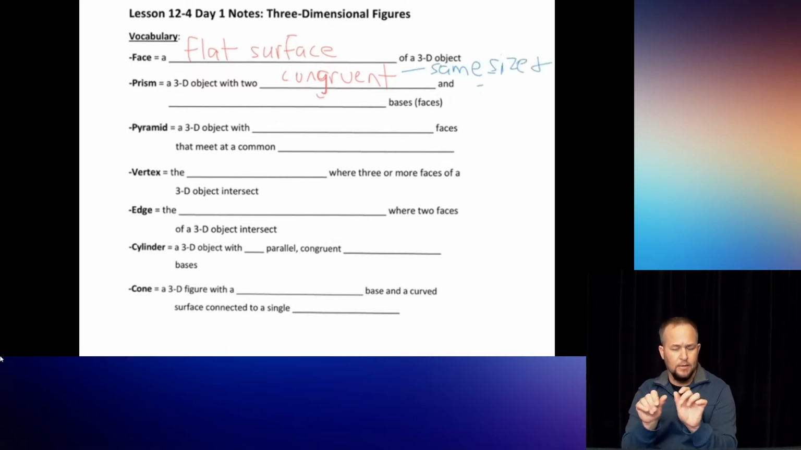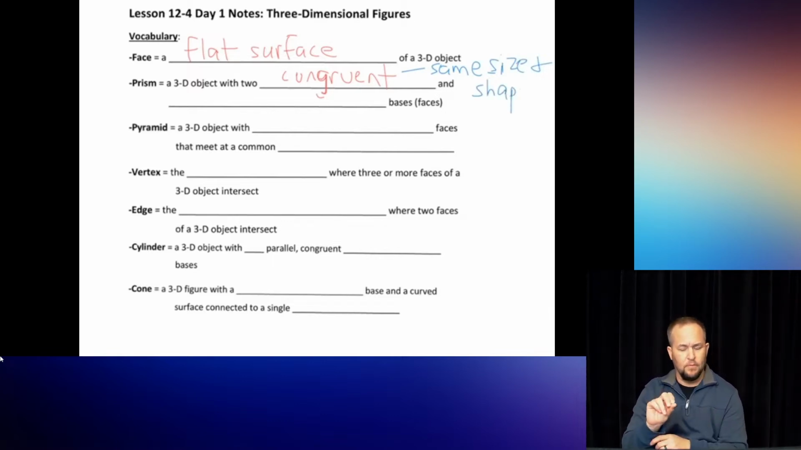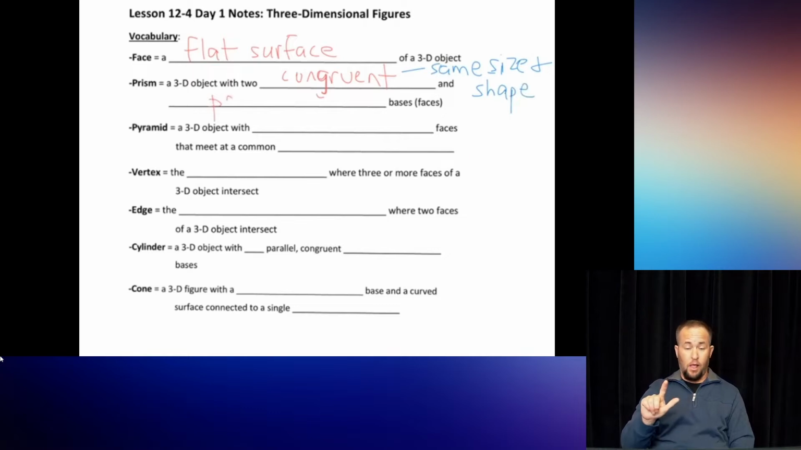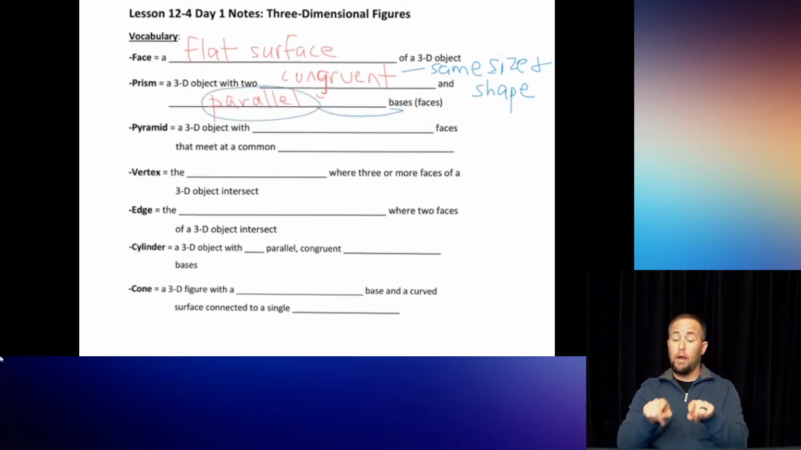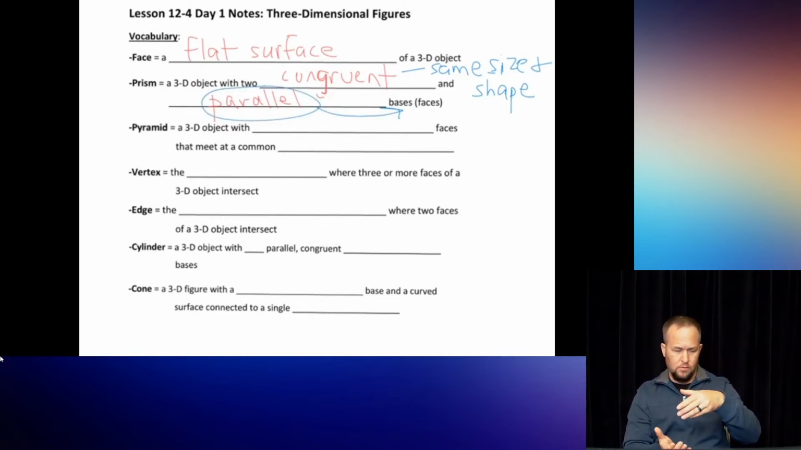And then parallel, like we've been talking about with trapezoids, have two parallel sides. Those are that if they continued on, they would never intersect. And the parallel parts are the parts that you can tell what the bases are. It does not necessarily mean the bottom, because you can turn and rotate that prism to be facing any way.